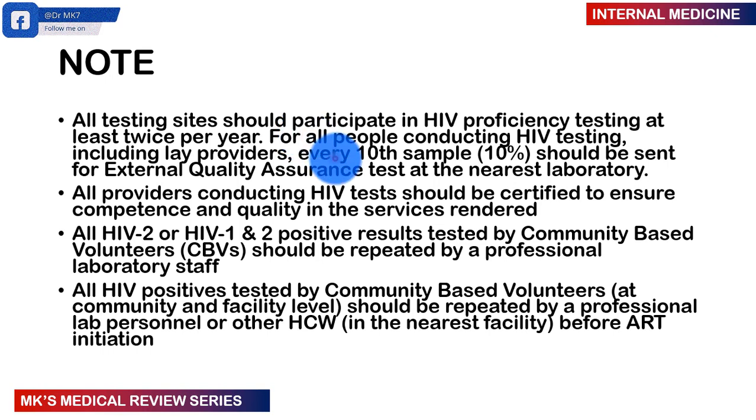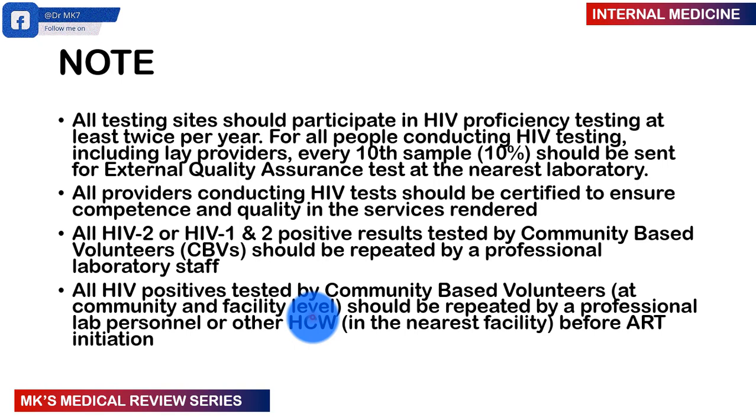HIV-1, HIV-2, or HIV-1 and HIV-2 positive results tested by community-based volunteers should be repeated by a professional in the lab. Then, of course, all HIV positive results from community-based volunteers at community or facility level should be repeated by professional lab personnel or a healthcare worker at the nearest health facility before you start them on treatment, because this is a lifelong thing. Suppose you've been taking antiretroviral therapy for 2 years and you realize that you didn't even have HIV. Imagine all the side effects.